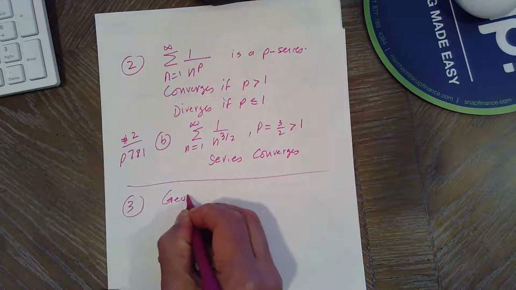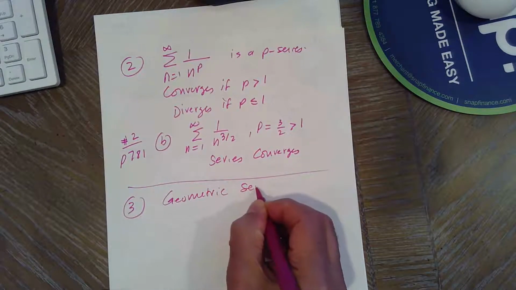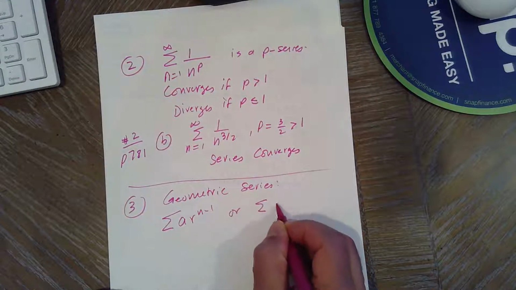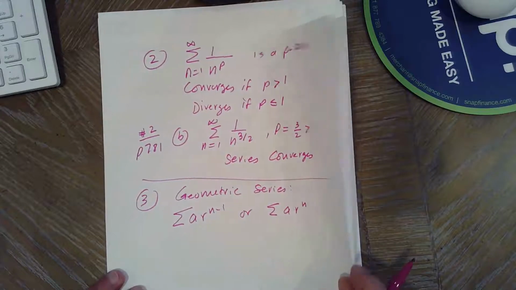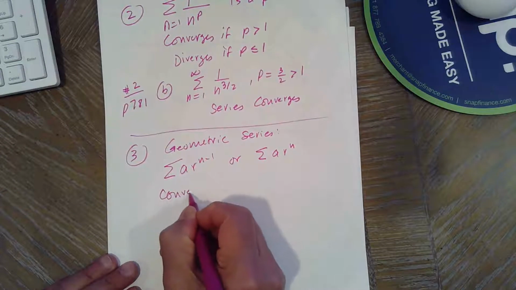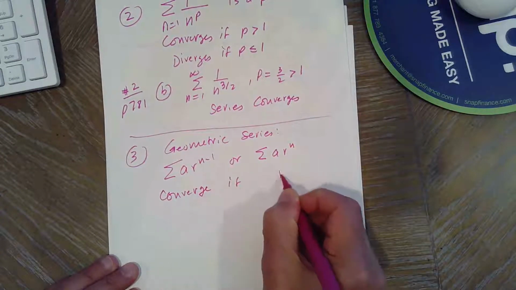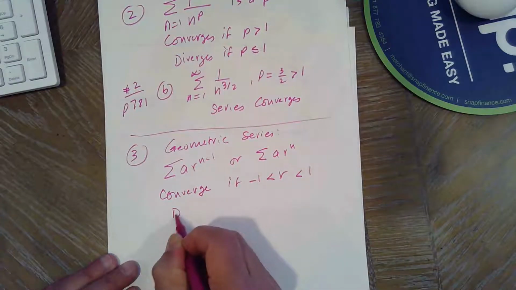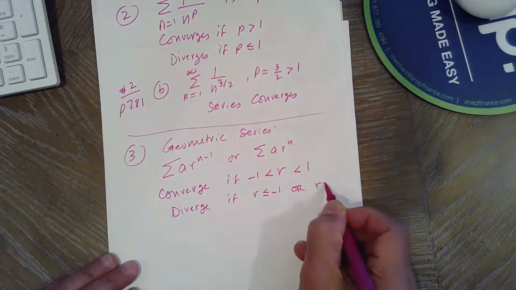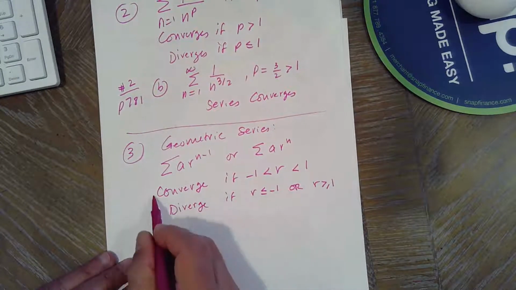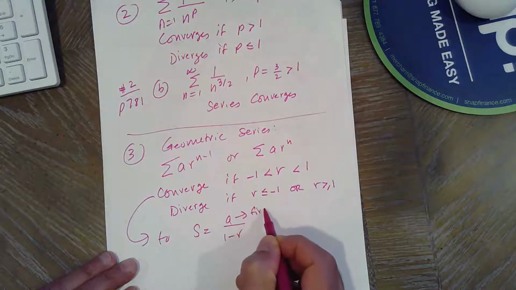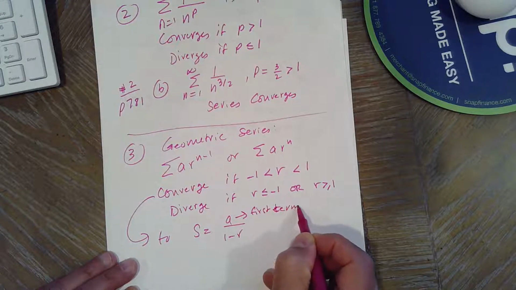Then the geometric series. If you have a series that looks like ar^(n-1) or sigma ar^n, these are geometric series with a common ratio r and a first term a. They converge if the common ratio is between -1 and 1, and they diverge if the common ratio is less than or equal to -1 or greater than or equal to 1. When they converge, they converge to S, which is a over 1 minus r. a is the first term, and r is the common ratio.